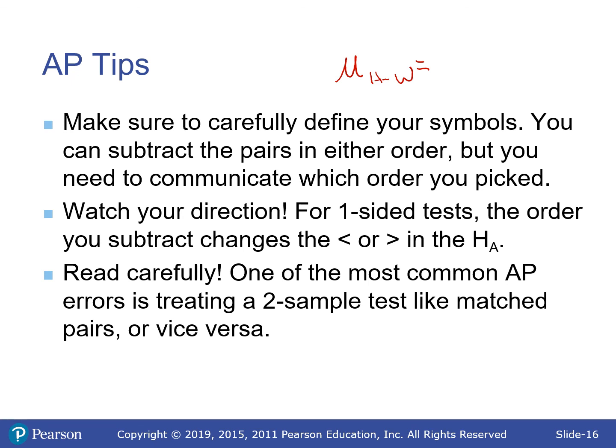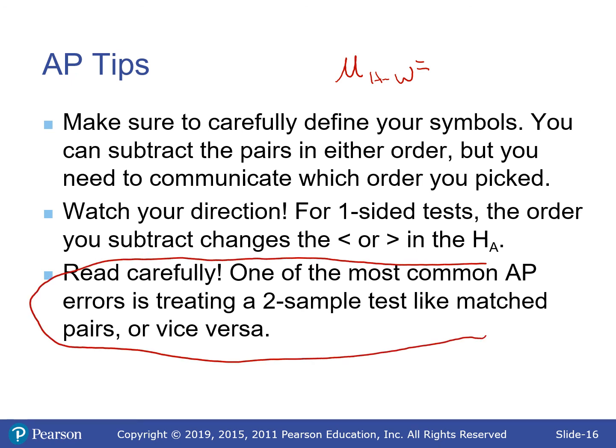Watch the direction, because for one-sided tests, the order that you subtract changes. If we think husbands are older than the wives, then our alternative hypothesis, husband minus wife, would need to be positive, so that would be greater than 0. But if we want wife minus husband, the same thing would be less than 0. And then read it carefully, because one of the most common AP errors is doing the two-sample instead of the matched pairs, or vice versa.